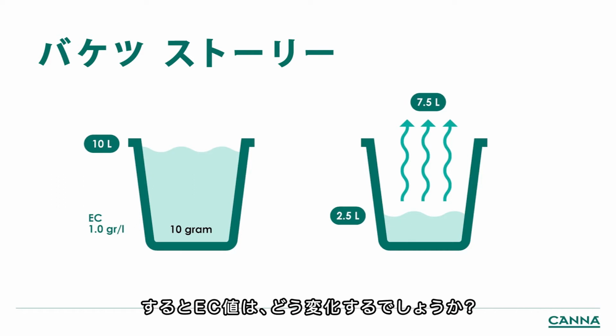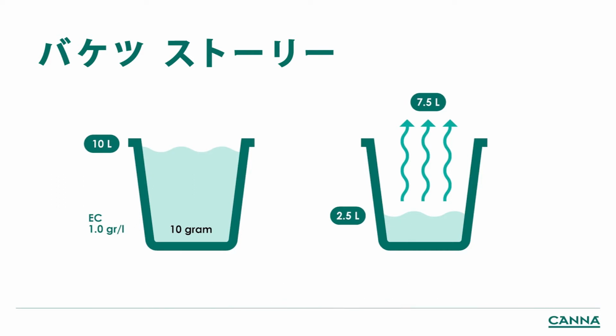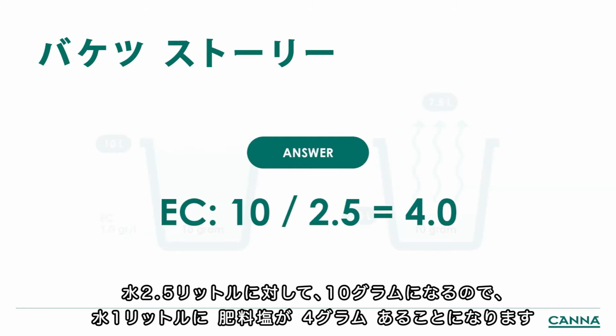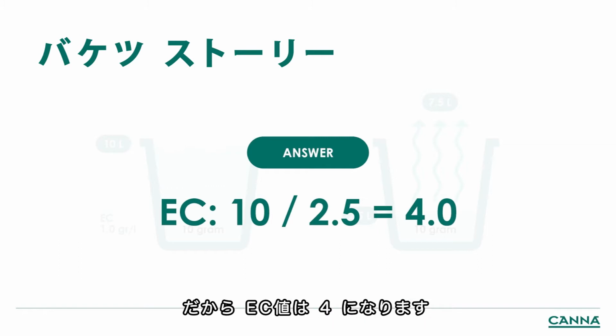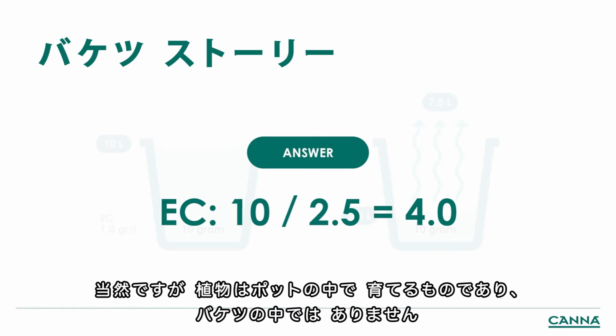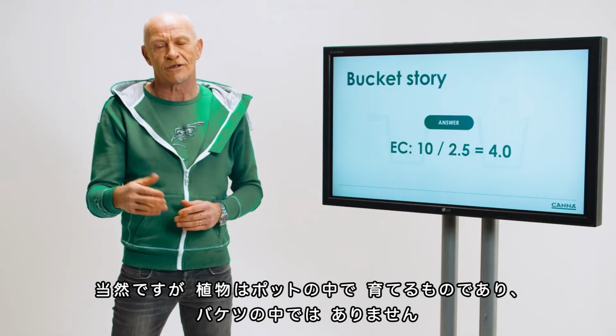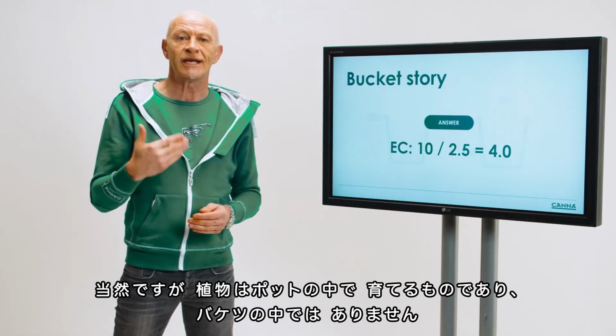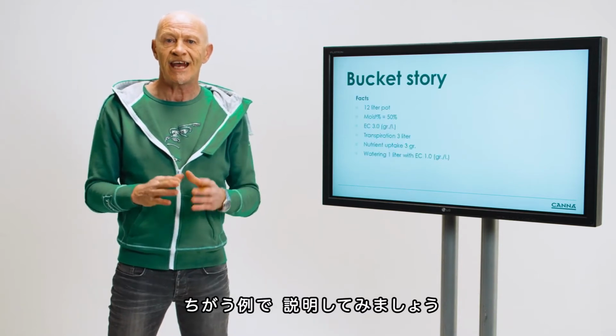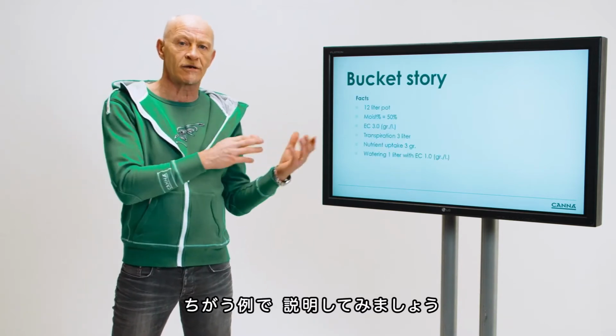So what does the EC become? 10 grams in 2.5 liters makes it in every liter 4 grams. So the EC becomes 4. Of course, we are not growing in a bucket, but we are growing in a pot. And in that case, we have another example.